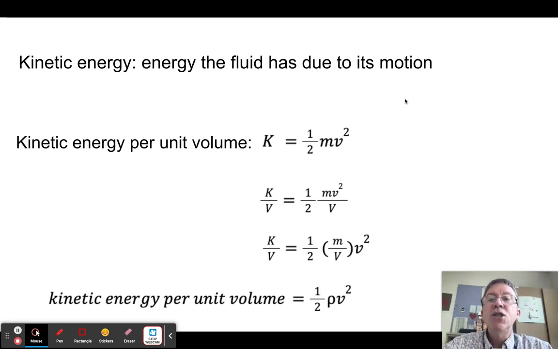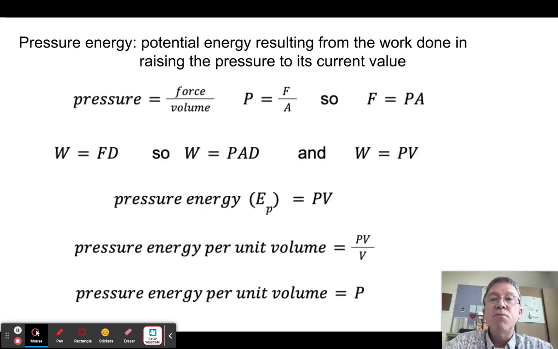So here you go. If I want to understand why kinetic energy would be represented that way, kinetic energy, remember, is 1/2 mv squared. Now I say, well, I want to do it in terms of per unit volume of fluid. Well, so I'm just going to divide both sides by V. So if I divide this side by V, well, what's mass divided by volume? Mass over volume is density. So what I find then is the kinetic energy per unit volume is equal to 1/2 the density times v squared. Pretty straightforward.